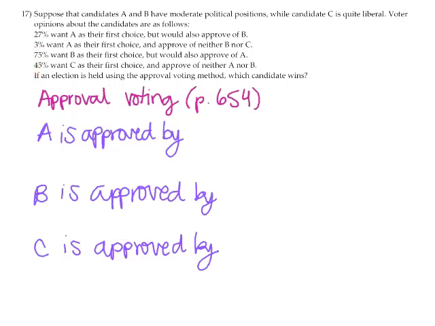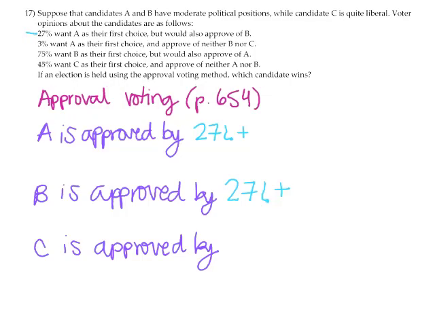So 27% want A as their first choice, so we can add 27%. At the same time, we're also told that these 27% would also approve of B, so we can add that to B. Okay, we're done with this line. Now line 2, we have 3% want A as their first choice and approve of neither B nor C. So 3% want A. Now we're done with that second line.